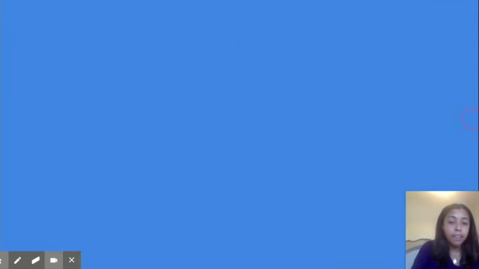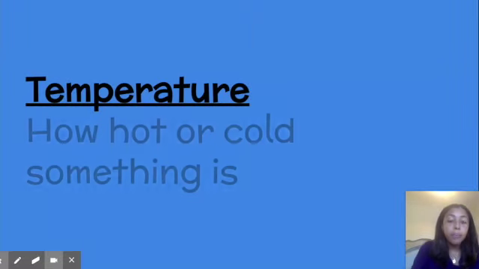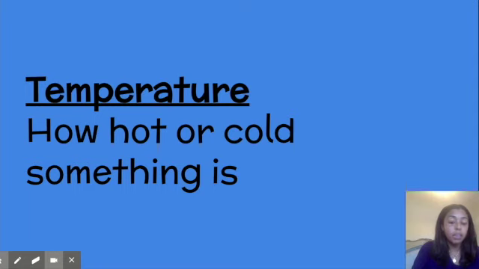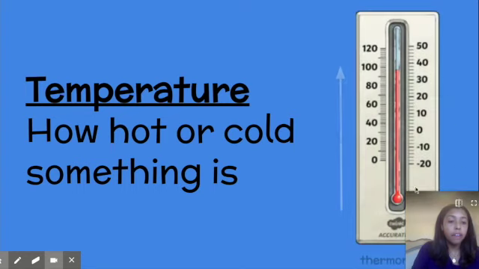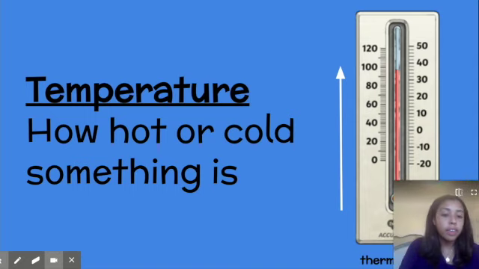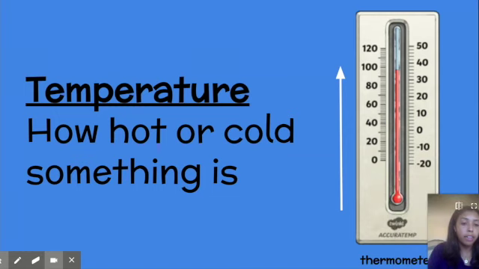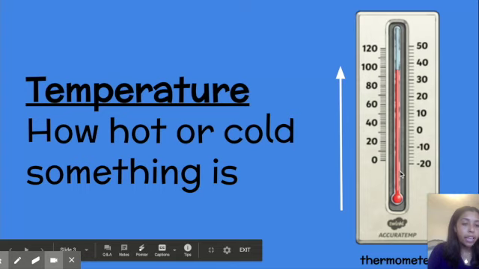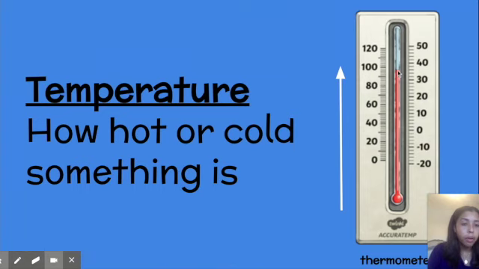What we're going to talk about today is something called temperature. Temperature is how hot or cold something is. So we're going to talk about the temperature during the different months of the year. We measure temperature using what's called a thermometer. Say that with me. Thermometer. And how a thermometer works, it looks just like this, is that as this red liquid moves up, up, up, that means the temperature is hotter. So it's hotter outside. But if that red liquid is low, low, low, that means that it's colder outside.